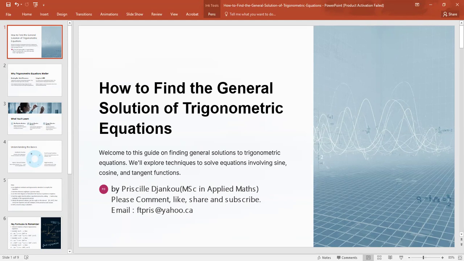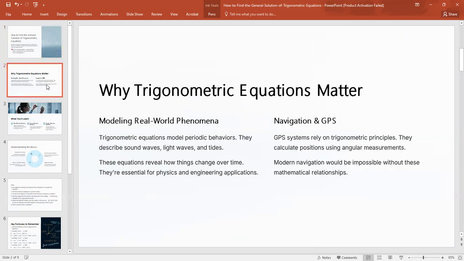What are we going to learn throughout the session? I will guide you through finding general solutions to trigonometric expressions or equations precisely. We are going to explore the techniques involved in solving equations containing sine, cosine, and tangent functions. Why is this topic very important? Because trigonometric equations can be used to model real-world phenomena like sound waves, light waves, and many more. And it's also important in the GPS and navigation system.